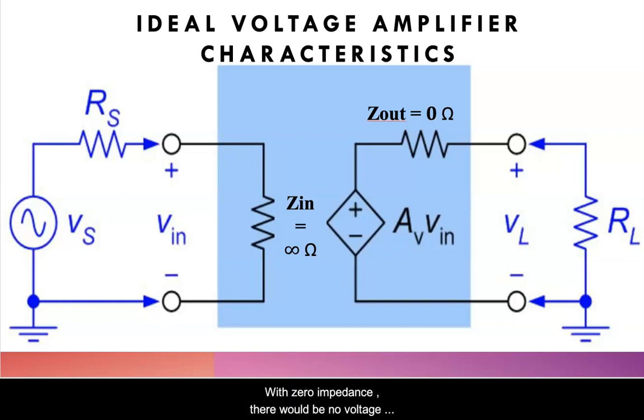On the other hand, with zero impedance, there would be no voltage divider in the output circuit of the amplifier. Therefore, VL is equal to Vout or AV Vin, and there would be no reduction of voltage either at the input or output circuits, and the effective voltage gain AVF of the circuit would be equal to the calculated value AV.